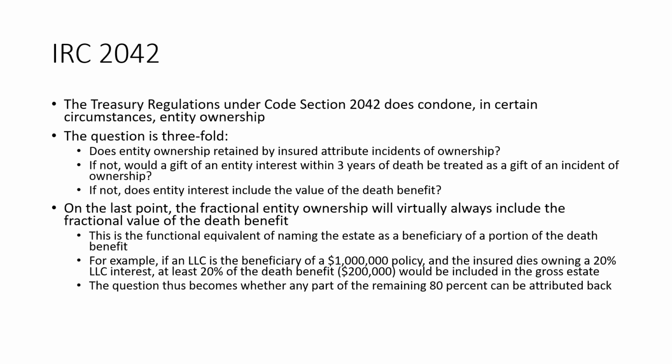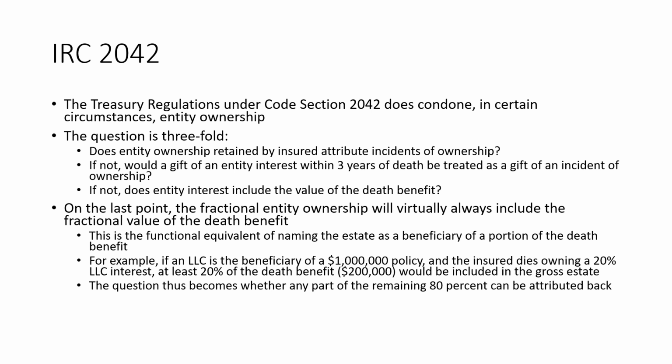Now, this last point is probably the easiest to answer. Generally, the answer is yes, that the fractional entity ownership will virtually always include the fractional value of the death benefit, because really, that's the functional equivalent of naming the estate as a beneficiary of a portion of the death benefit. So, for example, if we had an LLC that was the owner and beneficiary of a $1 million policy, and the insured dies owning a 20% LLC interest, that means that that 20% LLC interest is going to include 20% of the value of that death benefit at the insured's death. So at least $200,000 would be included in the gross estate, in addition to 20% of the entity assets.